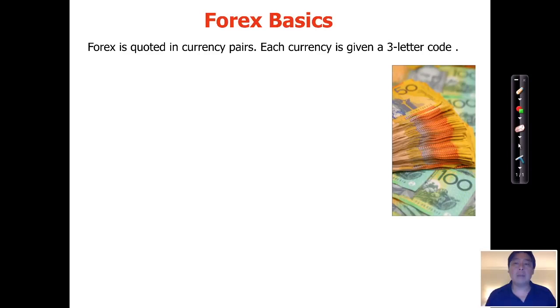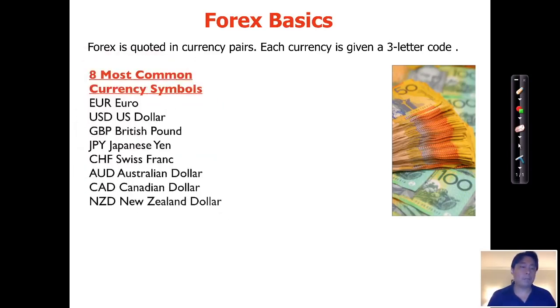And each currency is given a 3-letter code. So this is something that you have to memorize, okay? EUR is the euro, USD is the US dollar, GBP is the Great British Pound, JPY Japanese yen, CHF is the Swiss franc, AUD the Australian dollar, CAD Canadian dollar, and NZD the New Zealand dollar. So these are the 8 most common currency symbols that we will be trading. We won't be trading Zimbabwe dollars or Singapore dollars. No, that's too exotic.